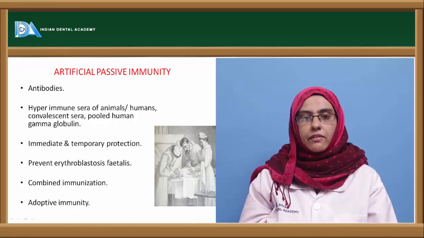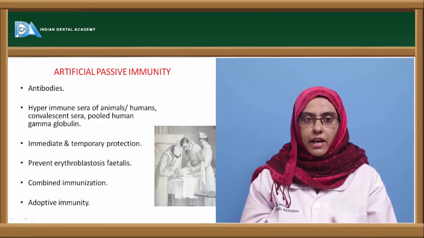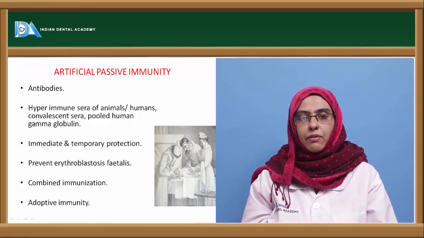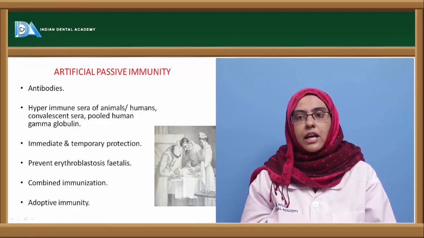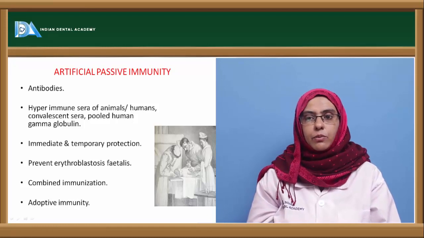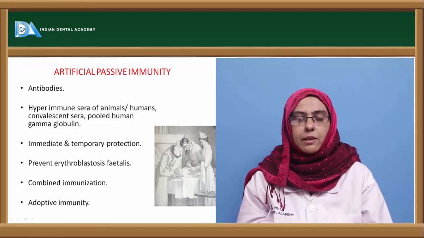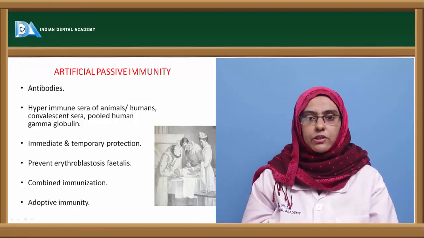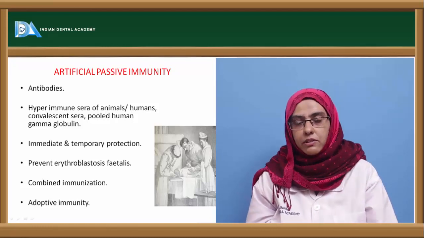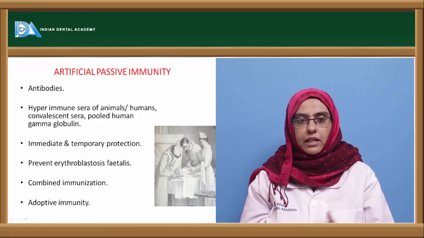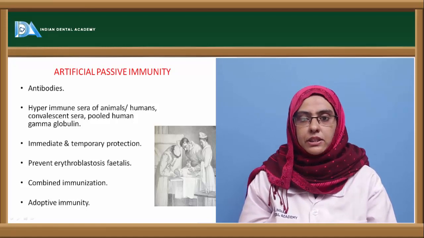And here we have hyperimmune sera of animals that act as preformed antibodies, or human antibodies. We have convalescent sera, and we have pooled human gamma globulin as examples of preformed antibodies. So it is immediate and temporary, because it will not give any long-lasting protection. No memory response is seen in this.